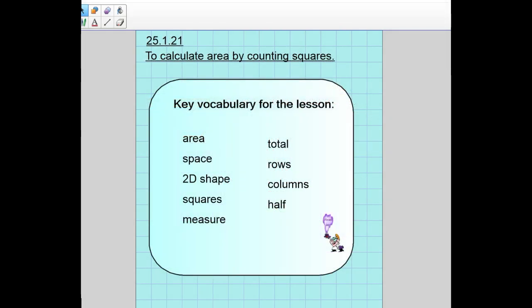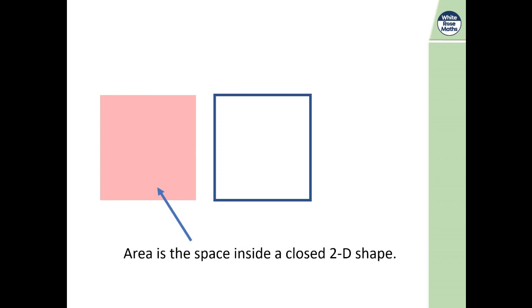The key vocabulary for the lesson: area, space, 2D shape, squares, measure, total, rows, columns, half. Here is a 2D shape. If we fill the shape, we can see the space that the shape takes up. This is the area of the shape. Area is the space inside a closed 2D shape.